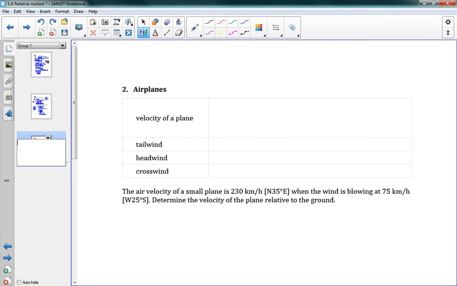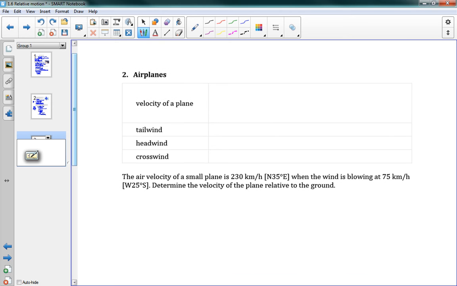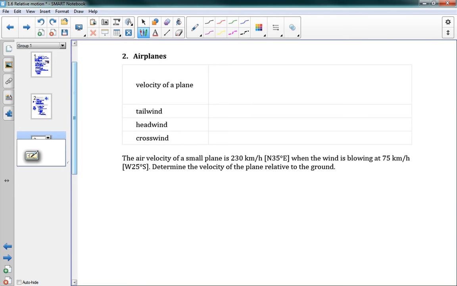Okay, so there's one last page here talking about airplanes. Again, this is relative motion, and it's the same idea. We look at it the same way. So the velocity of a plane, we could look at the velocity of the plane relative to Earth. And that's going to be the velocity of the plane relative to air plus the velocity of the air relative to the Earth.